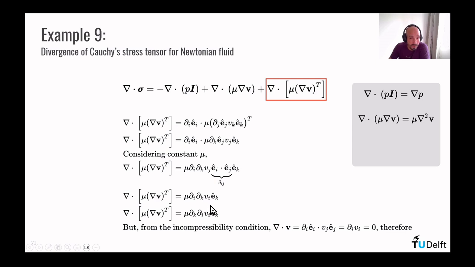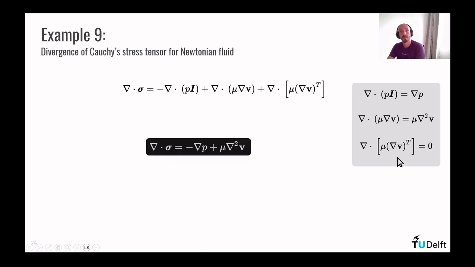So for every value of k, for k equal 1, in the direction 1, I have a summation over the index i, so this term will be 0. For k equals 2, this term will be 0. For k equals 3, this term will also be 0. So this term here for incompressible flow will be 0. And this is an important result. We're going to save it here.